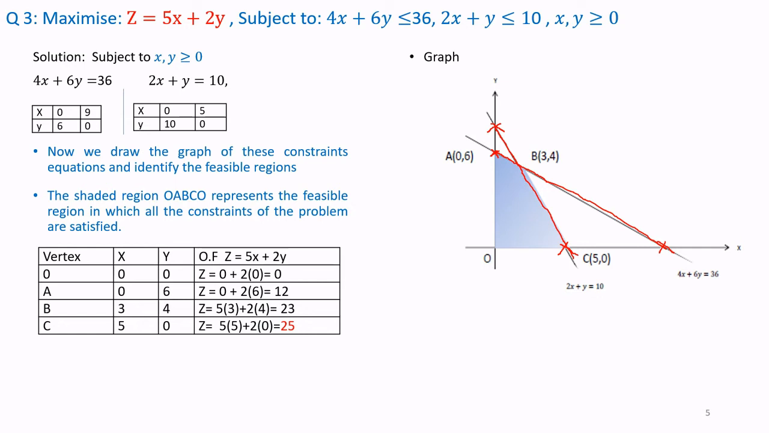The next point in the graph is B, whose coordinates we have measured as 3 and 4. So we put x as 3 and y as 4. The objective function z becomes z is equal to 5 into 3 plus 2 into 4. Therefore, it becomes 15 plus 8, which is 23.